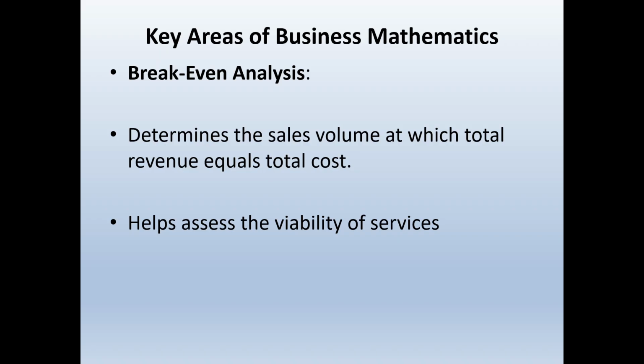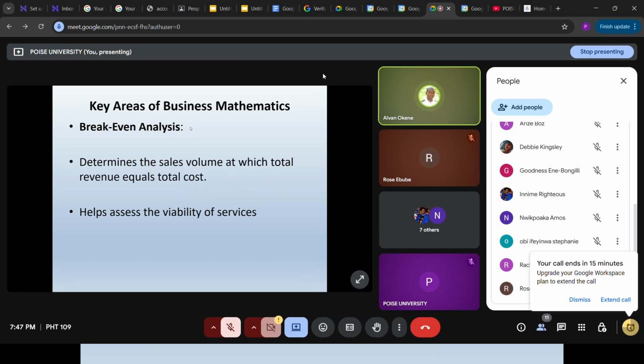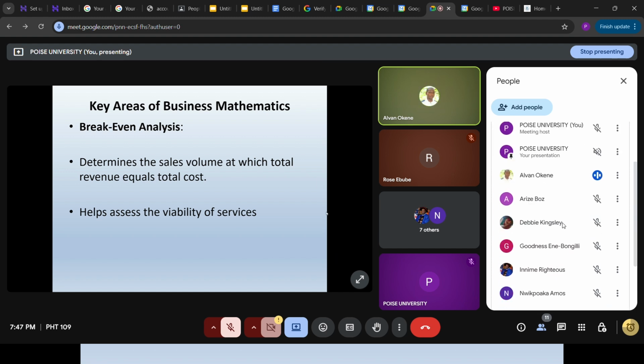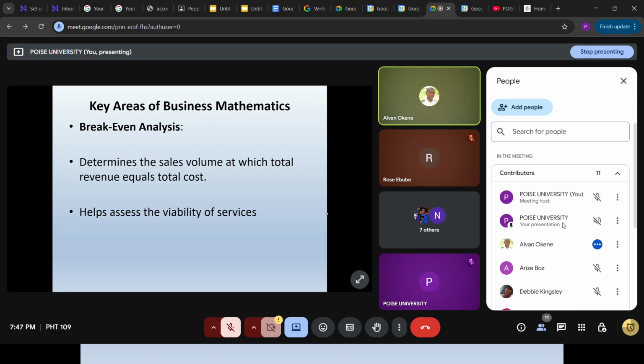Now, if you're in a business and your total revenue from the business is, let's say, 5,000, and your total cost is 5,000, have you made profit? No. You're just at equilibrium. You're just marking time.